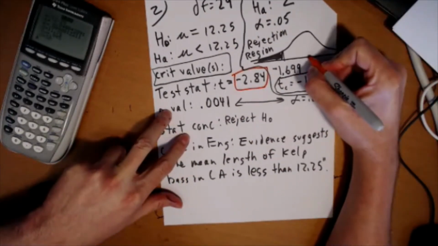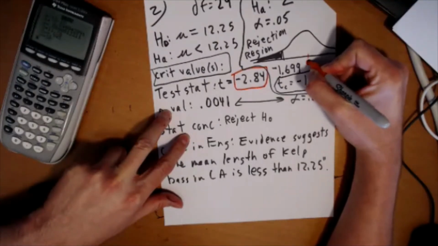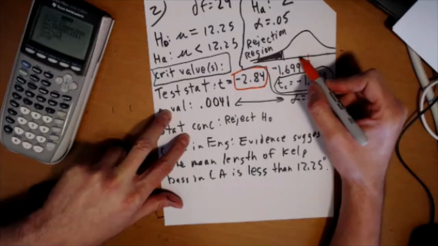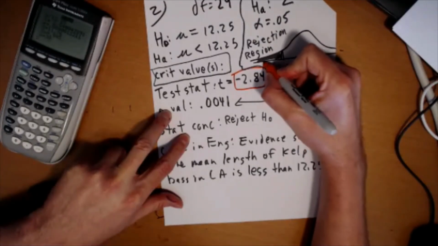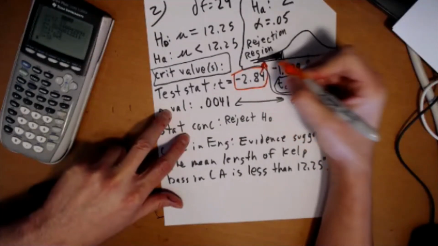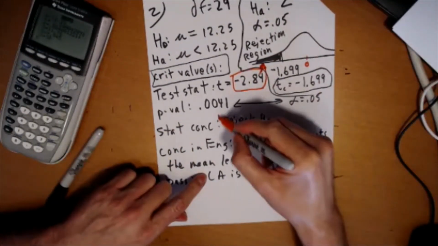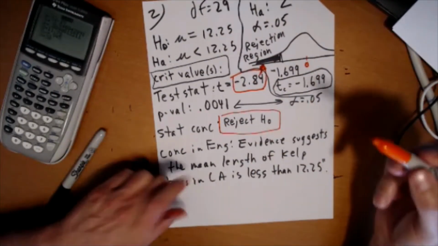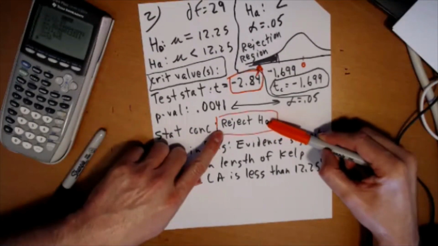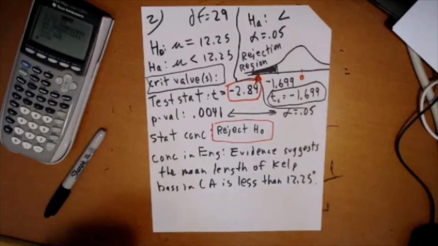Remember, the center is 0. So where does negative 2.84 land? So 0, think of the number line. Negative 2.84 probably lands like right there. Definitely inside the rejection region. Therefore we reject H0. Okay, so there's 2 ways to do it. There's 2 ways to get to the statistical conclusion. Hopefully that made sense.